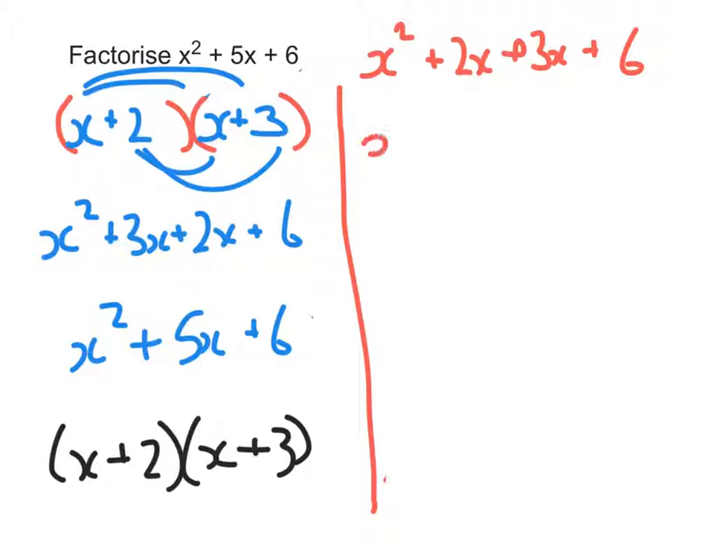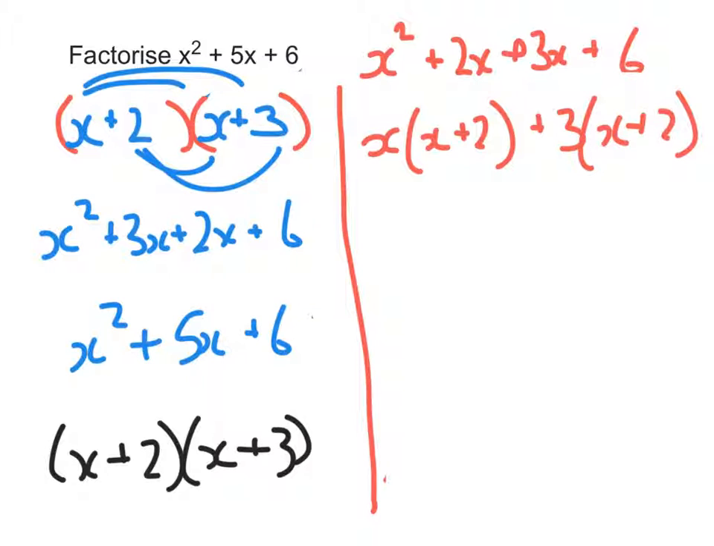So that would be x on the outside and x plus 2 on the inside. And then you're going to factorise these two here, the final two terms. So that would be 3x plus 2. And what you should find is the same bracket in both bits. And then your answer is quite straightforward.